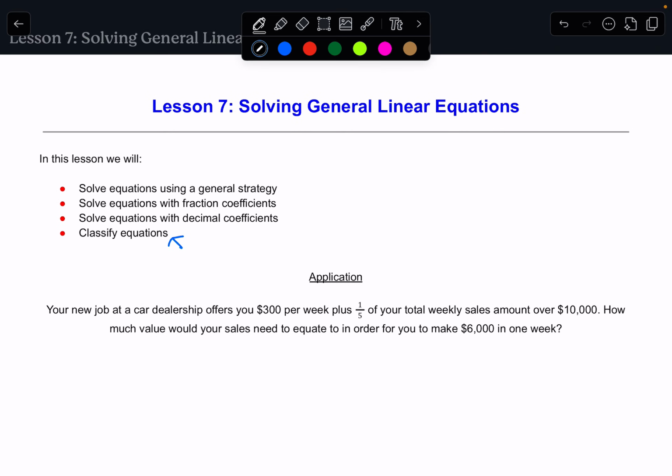Your new job at a car dealership offers you $300 plus 1/5 of your weekly sales over $10,000. Okay, so 1/5 of tells me to do 1/5 multiplied by your weekly sales. So 1/5, and then we're going to multiply this by something that represents your sales over $10,000. And all together, we're hoping that we're going to make $6,000 in this week.